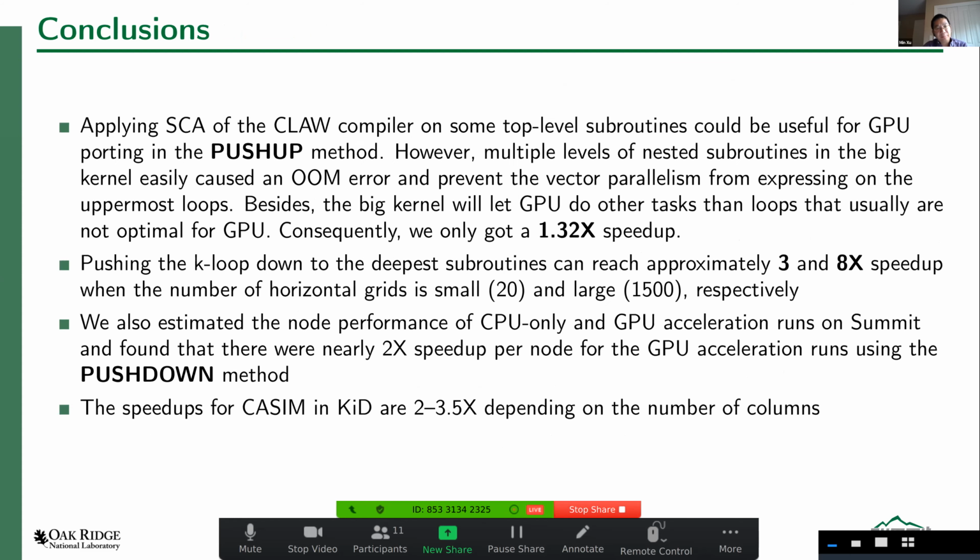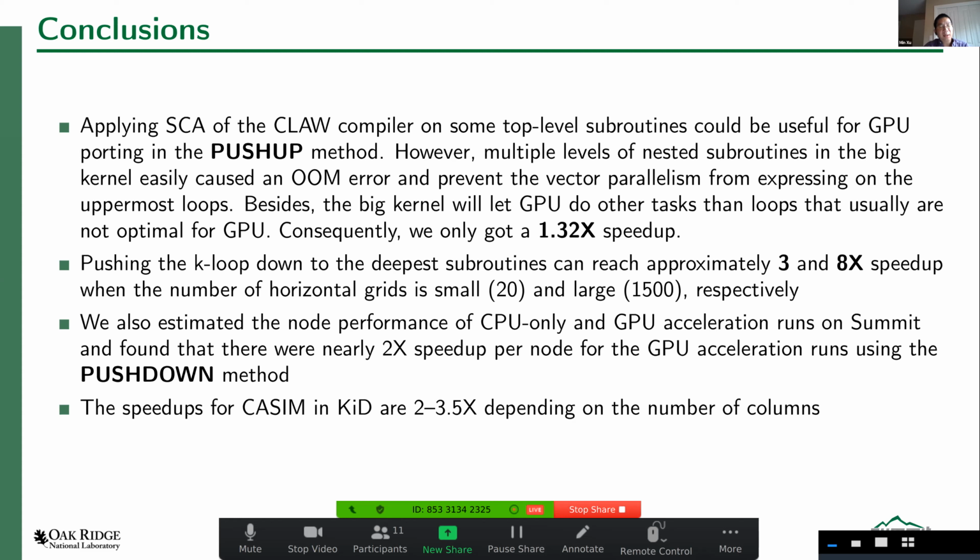And the conclusion. We were applying the single column abstraction of the CLUBB compiler on some top level subroutines. It could be useful for GPU porting in the pushup method. However, the multiple levels of nested subroutines in the big kernel easily cause an out-of-memory error and prevent the vector parallelism from being expressed on the uppermost loops. And besides, the big kernel will let the GPU do other tasks than the loops, which are usually not optimal for the GPU. So consequently, we only got 1.62 times speed up.